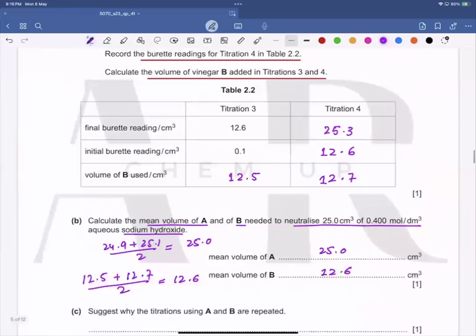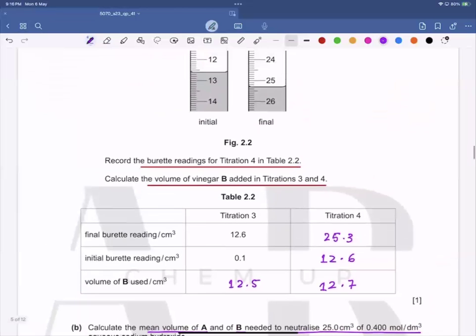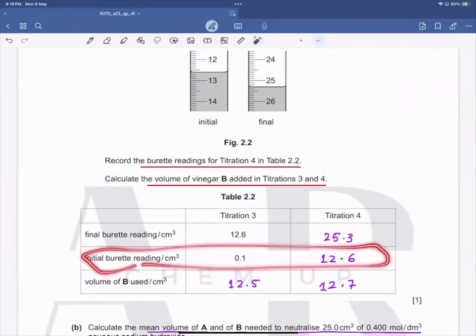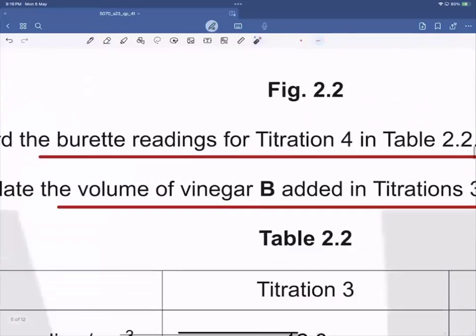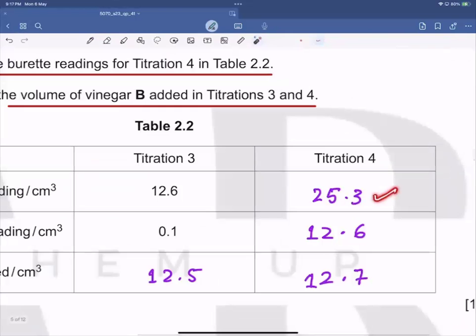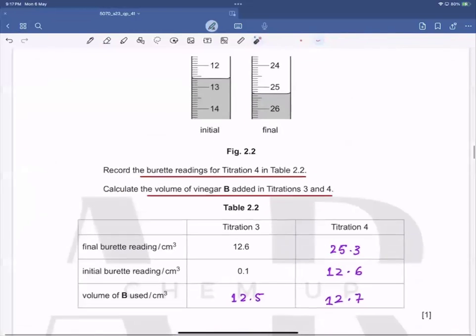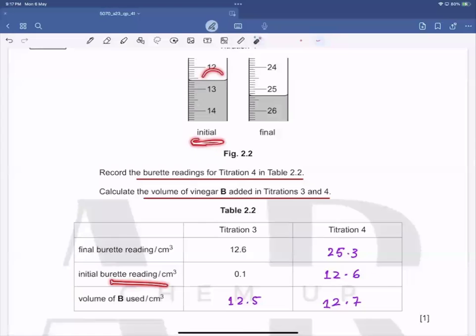Which one, Waleed? The table is very easy. You have to subtract these two values to get this. In the second row, that is the initial burette reading, which we get from the first one. See, it's 12.6. And here it's 25.3. See? So the first one is the initial, so we put it in the initial. The second one is the final, we will put it in the final.